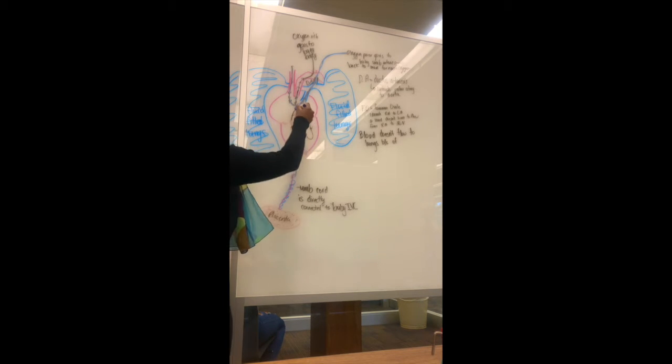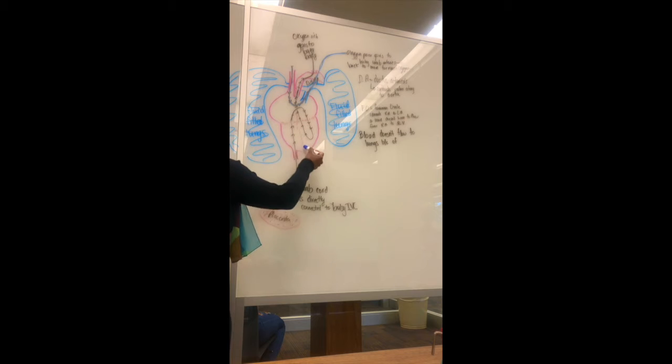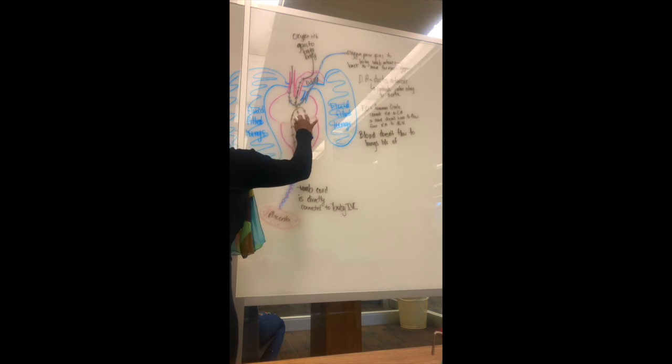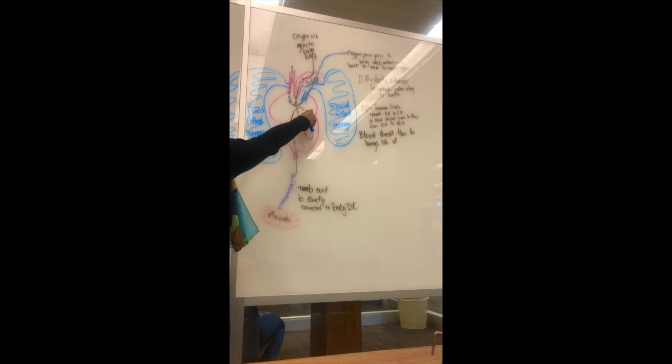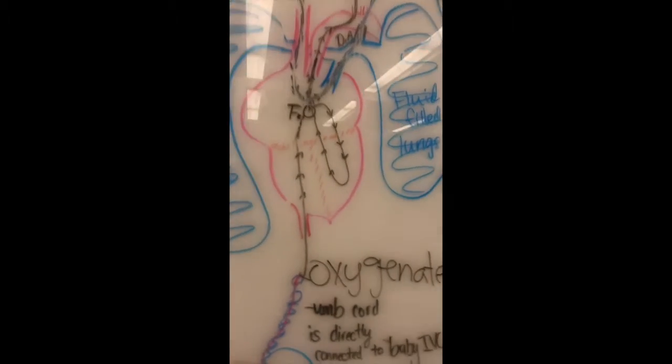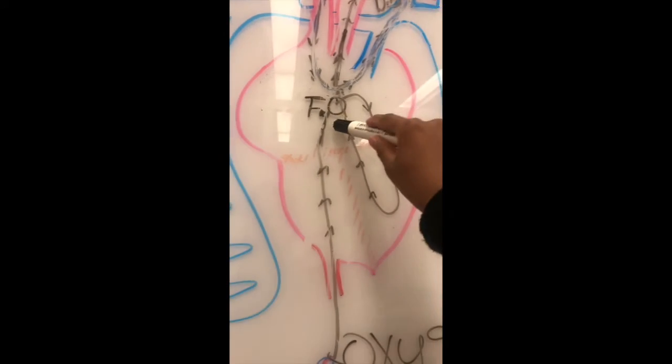So I put this orange separation here, okay? But in a fetal heart, there's no septum at the top. So the right atrium is directly connected to the left atrium. There's no septum here. And I keep getting interrupted. Okay. So there's no septum here.